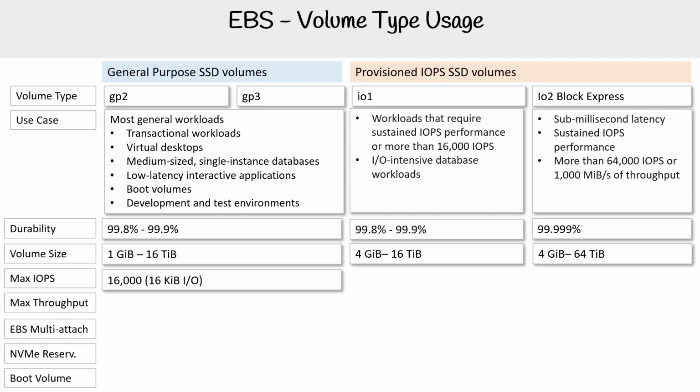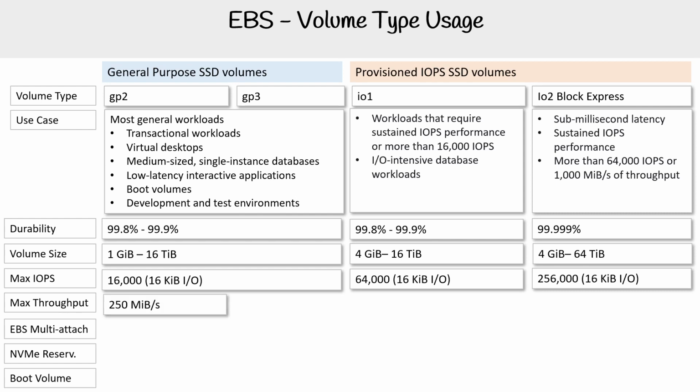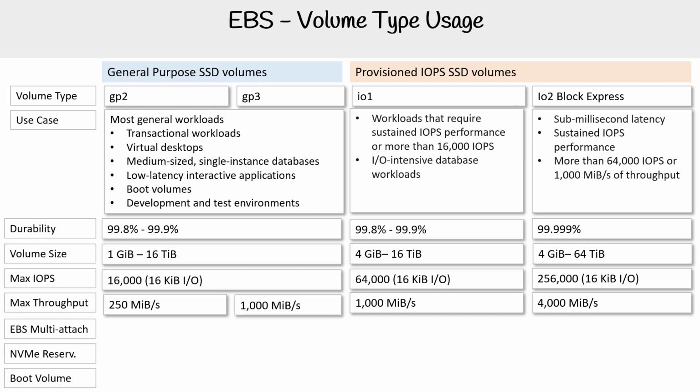The max IOPS here is 16,000. This one's 64,000. This one's 256,000. Remember those values. That is important. Max throughput is 250 megabits per second for GP2, 1,000 megabits per second for GP3. For IO1, we have 1,000 megabits. For IO2 Block Express, we have 4,000 megabits.